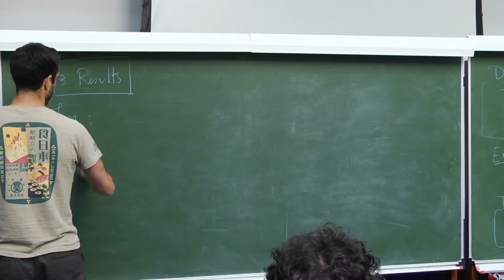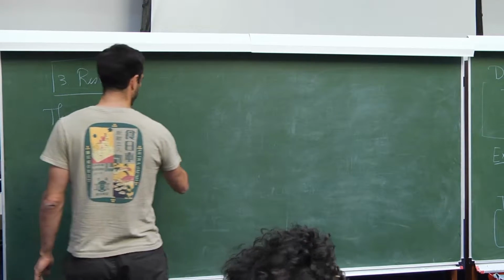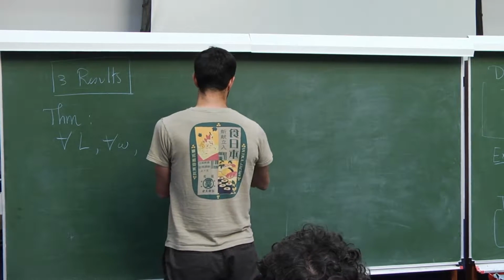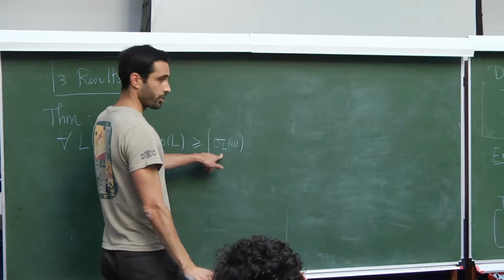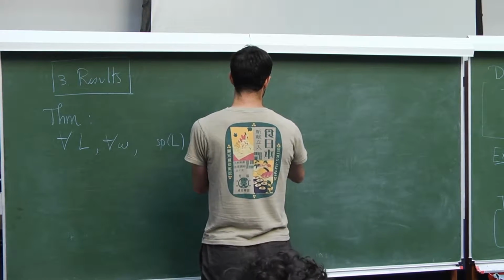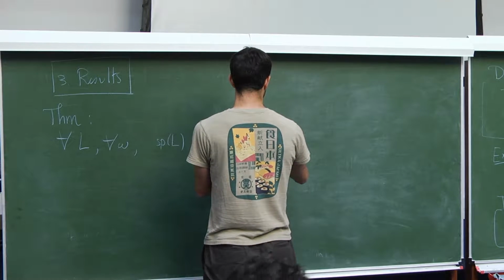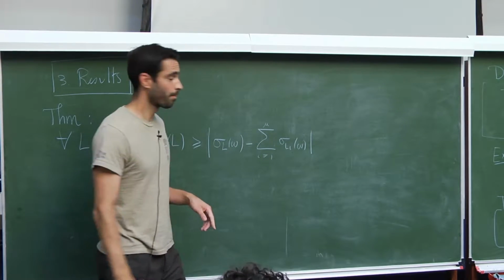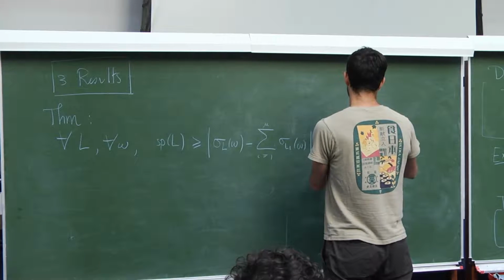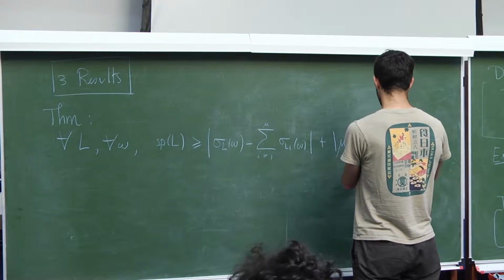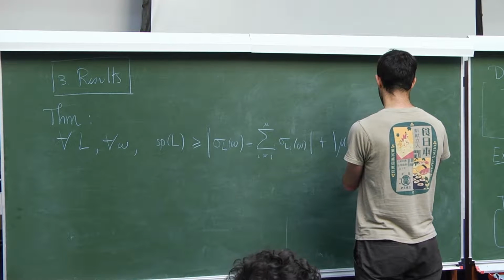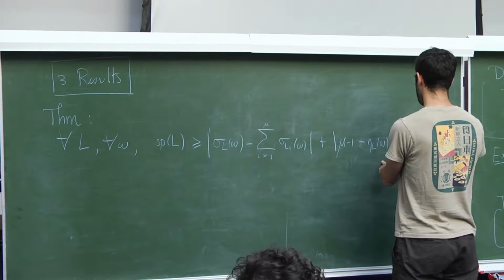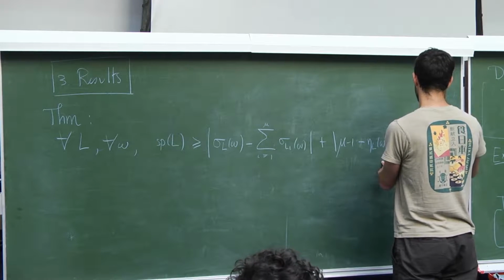For any link L, for any omega, we have that the splitting number of L is greater or equal to the signature of the link minus the sum of the individual signatures of the components plus mu minus 1 plus, so I'm going to write it this way, minus eta L of omega plus the sum of the nullities.